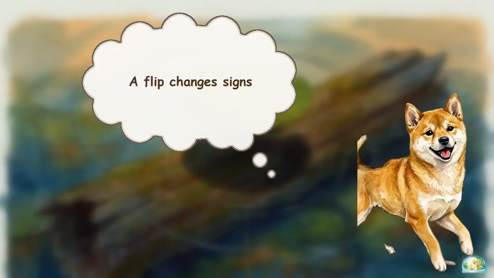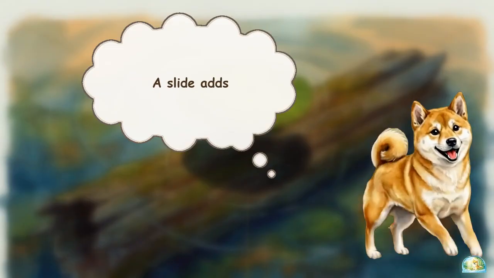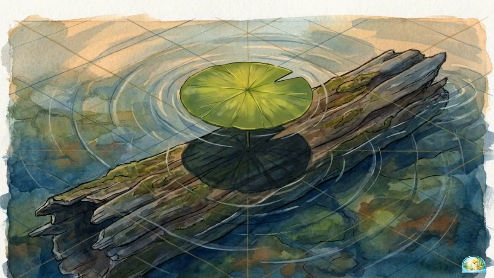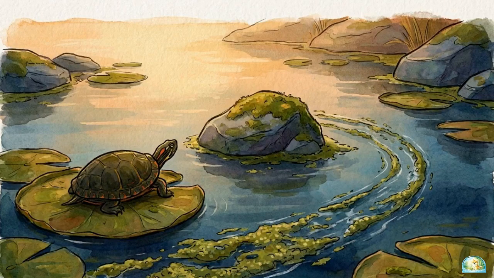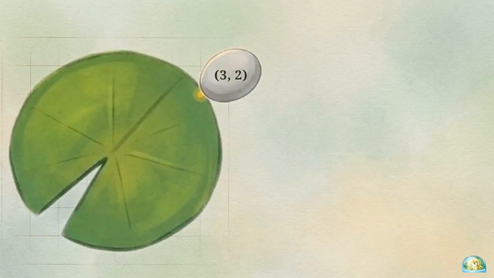A flip changes signs. A slide adds. Watch each coordinate. Rotation requires a different mechanic. It involves moving the entire space around a central origin point. From above, we see a circular lily pad centered on the origin. A target point sits on a pedal at 3, 2.